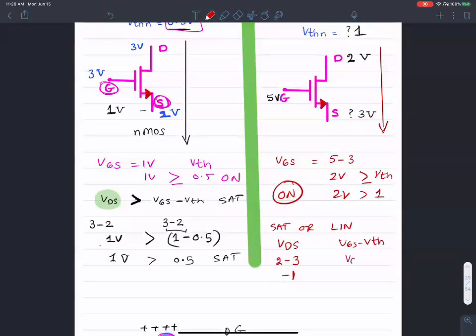What's the value of VGS minus V threshold? We calculated VGS to be 2 volts, minus 1. This is V threshold. So I have negative 1 less than 1. So linear region, VDS is less than VGS minus V threshold. So linear region.